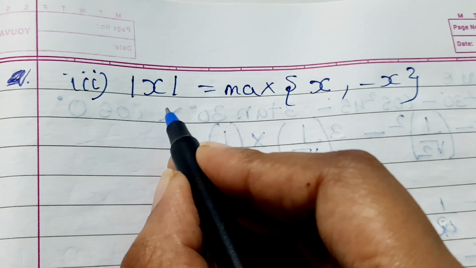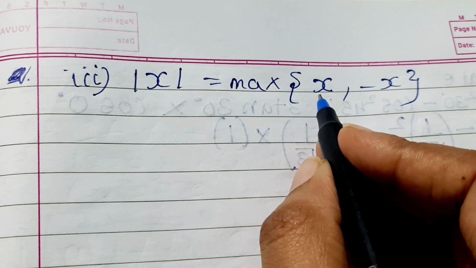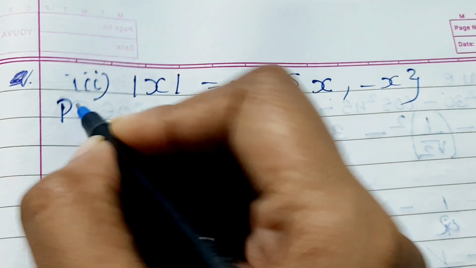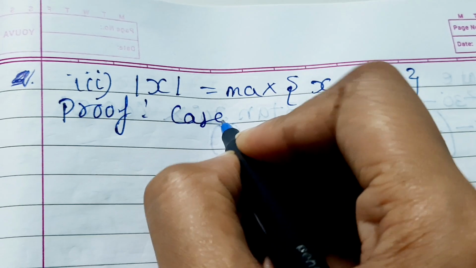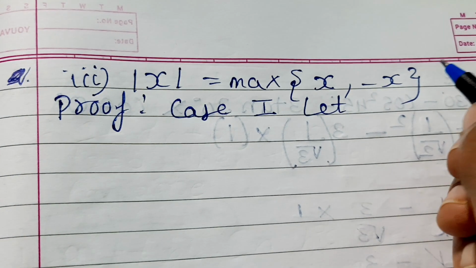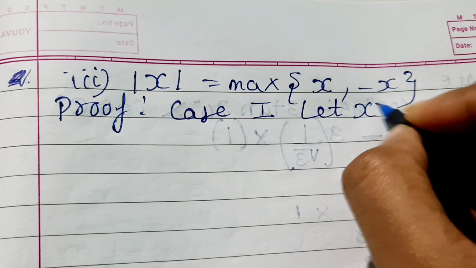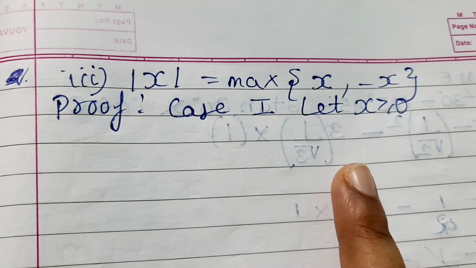Okay, so the third one is modulus of x is equal to maximum of x comma minus x. Let me prove this one first. I will be using case 1 for this one. So case 1, what I will say is, let x be greater than or equal to 0.